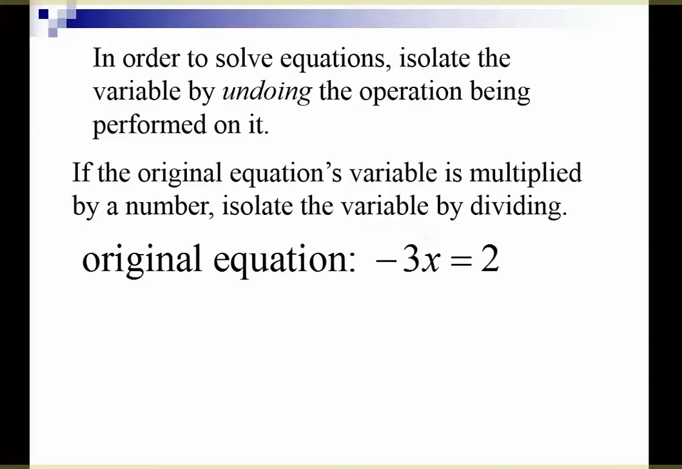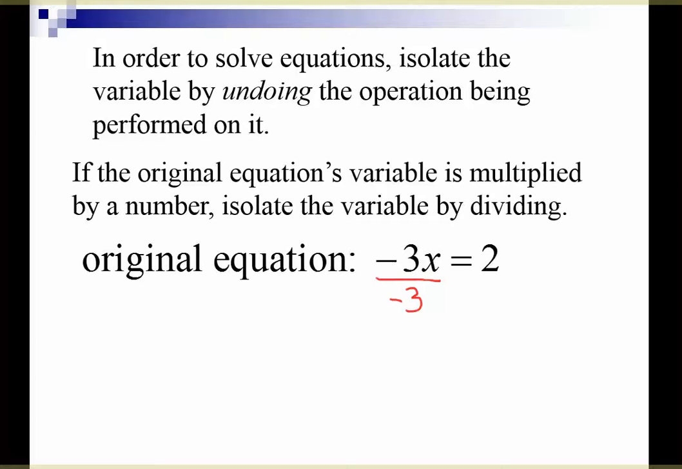Also, we talked about coefficients and variables. The variable is the x. We say that negative 3 is the coefficient of x. And remember that coefficients are multipliers. So the negative 3 is definitely multiplying the x. So how do we undo that multiplication? Well, we're going to divide by negative 3. And whatever we do to one side, remember, we have to do to the other side.